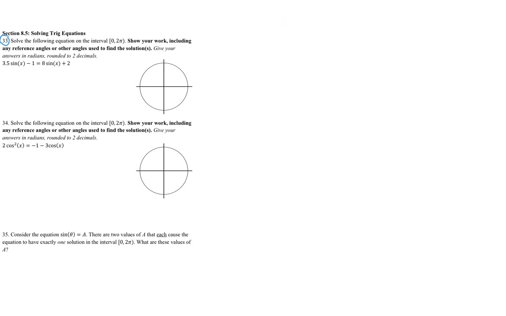On to 33. Solve the equation on the interval 0 to 2 pi. Show your work including reference angles or other angles used to find the solution. So we have 3.5 sine x minus 1 is equal to 8 sine x plus 2. The first thing we want to do here is get all of our constants on one side by subtracting this 2, and all of our sines on one side by adding this sine to both sides. So that gets us negative 3 is equal to 4.5 sine of x. That tells us that sine x is equal to negative 3 divided by 4.5.